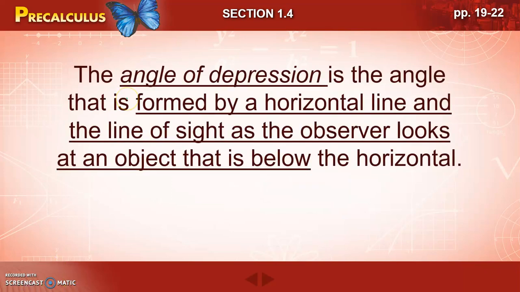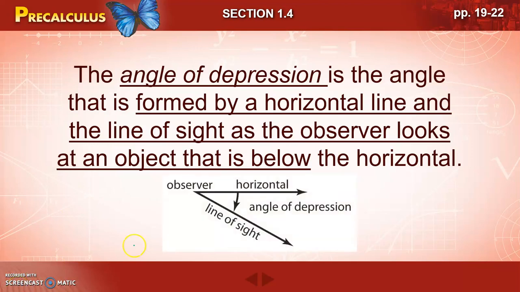The angle of depression is the angle that is formed by a horizontal line and the line of sight as the observer looks at an object that is below. So you're looking at an object, it starts to go down, and you tilt your head forward to follow it down. You are forming an angle of depression. So here you are, the observer. Can you think of anything that you would be looking at that would cause you to have an angle of depression?